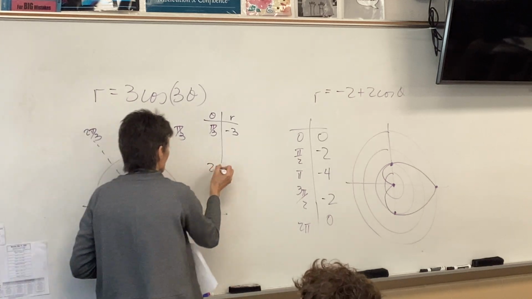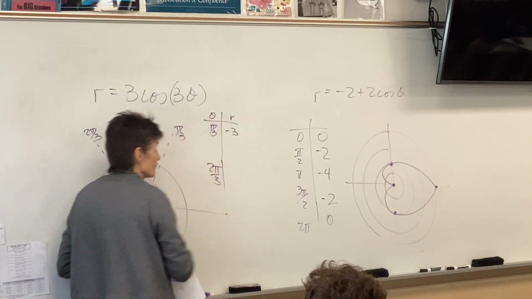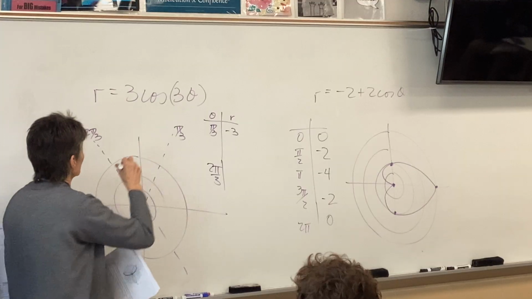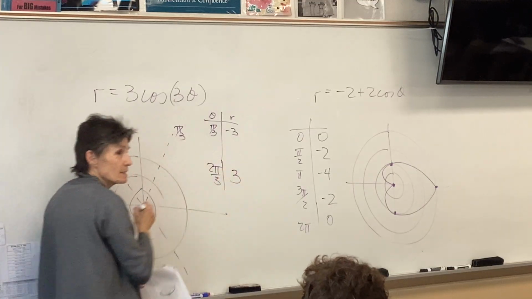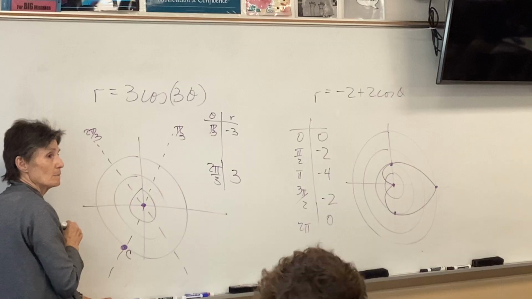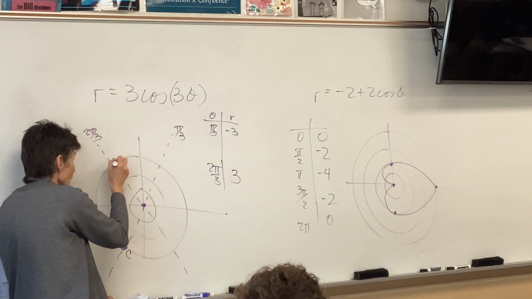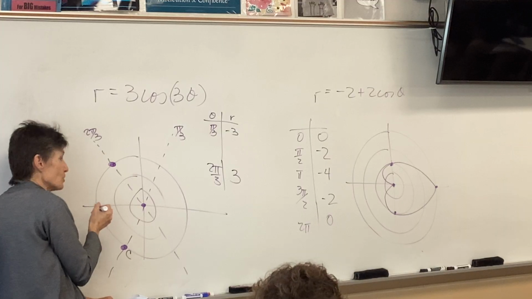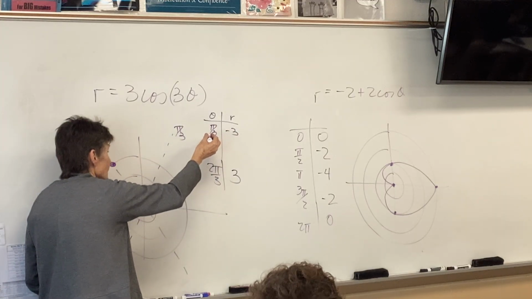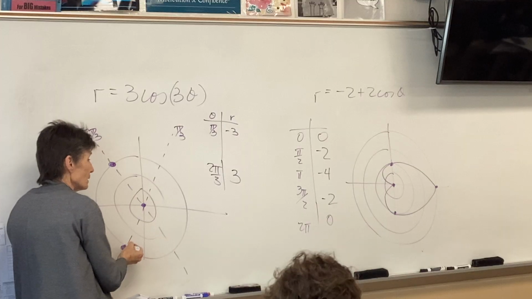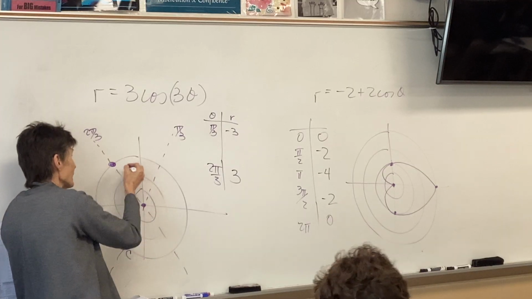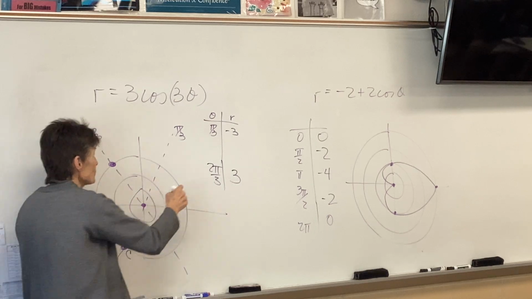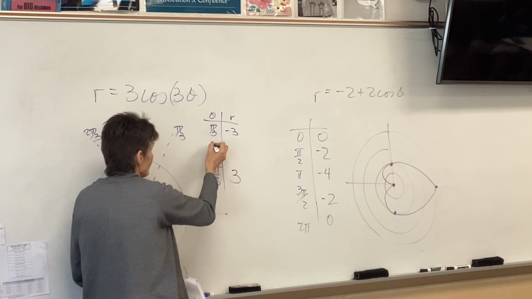Now, what happens when we put in 2 pi over 3? What do we get when we put in 2 pi over 3? Well, that just gives us 3, doesn't it? Which is that point right there. So that point gave me -3. The next point I plotted gave me this. Those have to be connected. If you're confused, what's in between those two? Maybe pi over 2?